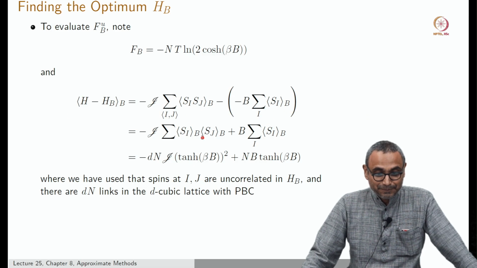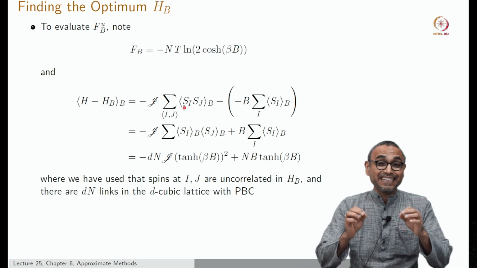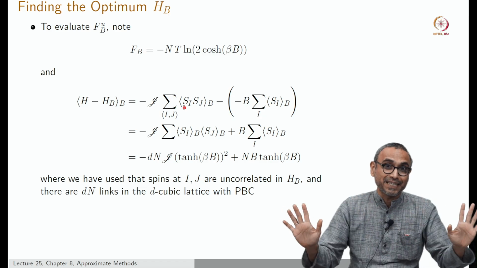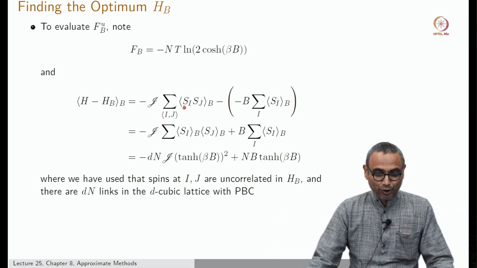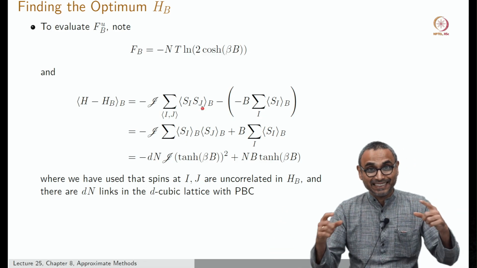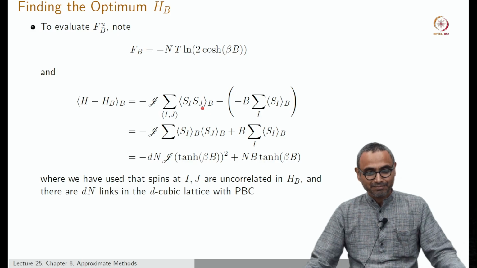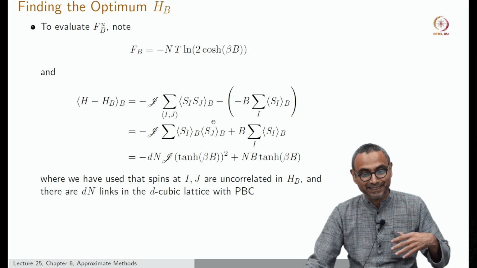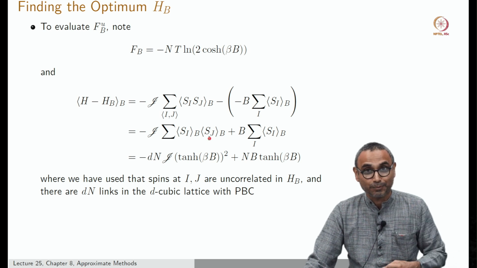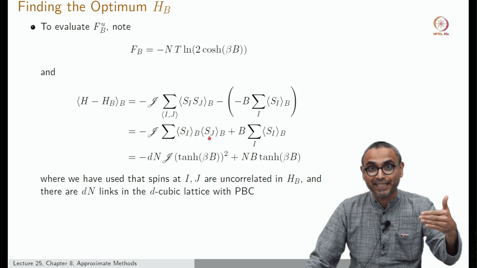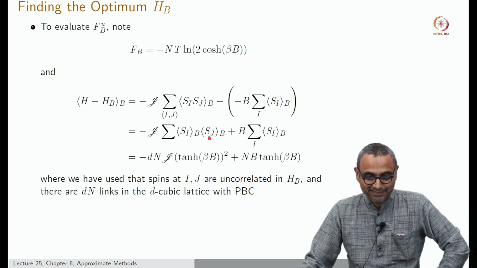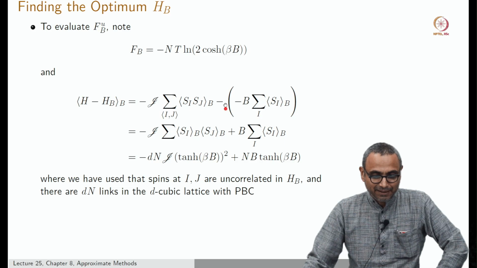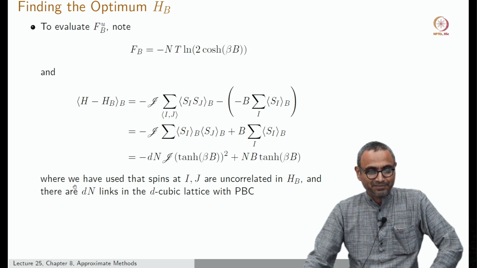So first, in the B ensemble, the spins at i and j are completely uncoupled. So the expectation value of Si Sj in this B ensemble is the expectation value of Si in the B ensemble multiplied by the expectation value of Sj in the B ensemble. They are independent variables. And here I just do the algebra and get a plus sign here.